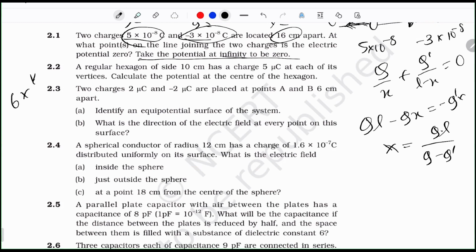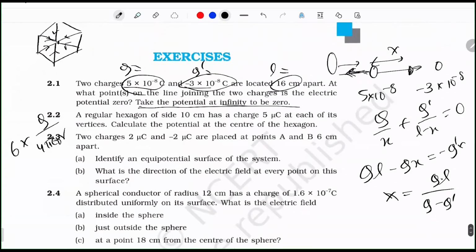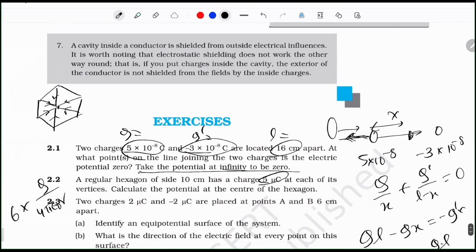So 6 times kq by r. Sorry, I should not say k. I mean q by 4 pi epsilon naught r. Okay, that's it. You can substitute q as 5 microcoulombs. R you can substitute as not 10 centimeters. Be very careful. R is not 10. 10 is the side of the hexagon. Therefore, R happens to be 10.